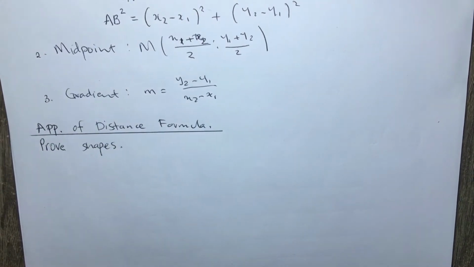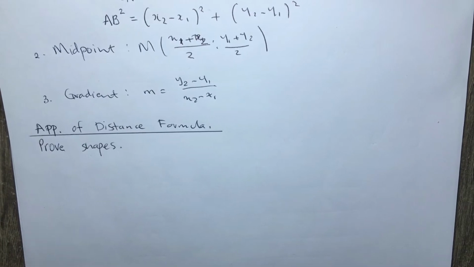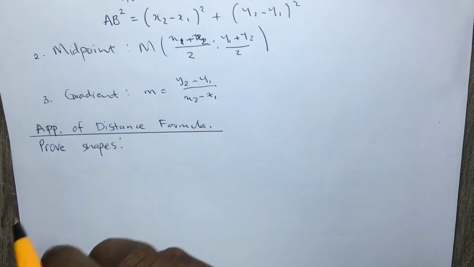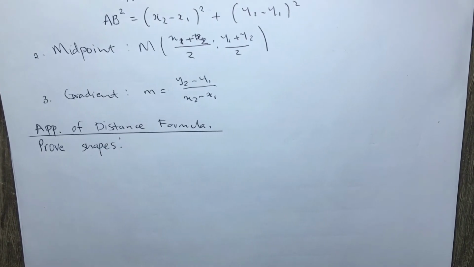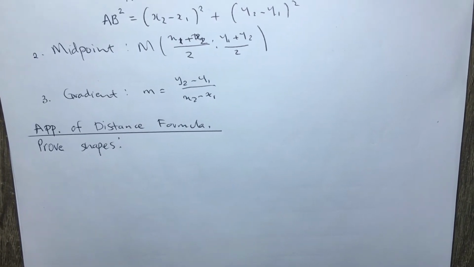Very important. So you need to know the properties of each and every shape. This is grade 8 and grade 9 work. So once you're in grade 10, 11, 12, we assume that you know the properties of all your 2D shapes and you know how to prove those shapes. So let me write this down quickly for you.